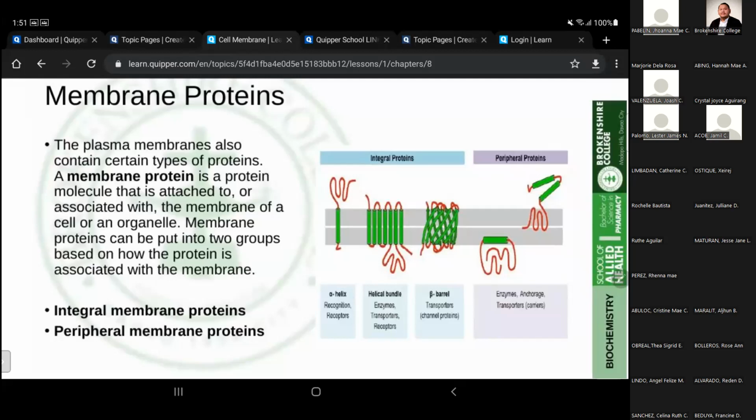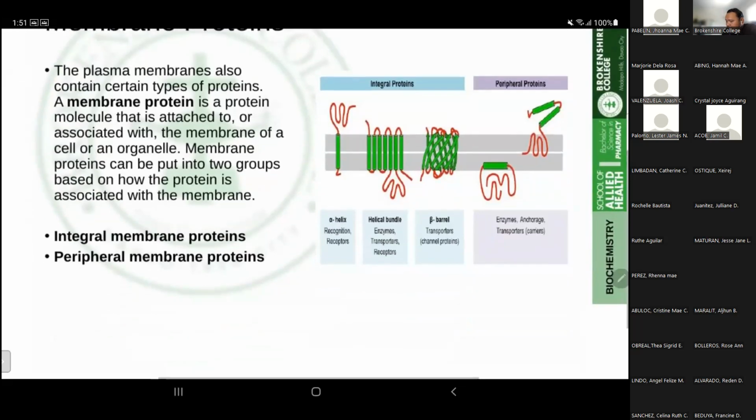Again, under alpha helical, you see the red portion extended outside. That means it could be a receptor with a configured shape where a molecule, chemical or molecules, can bind. With that, it acts as a receptor, and somehow it allows the cell to recognize that particular molecule. So that is the purpose of an alpha helix integral protein.